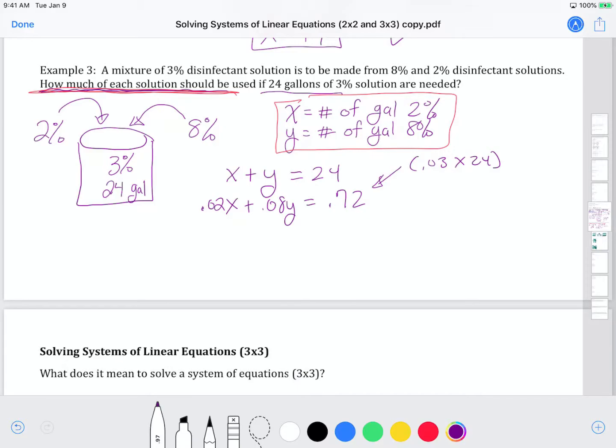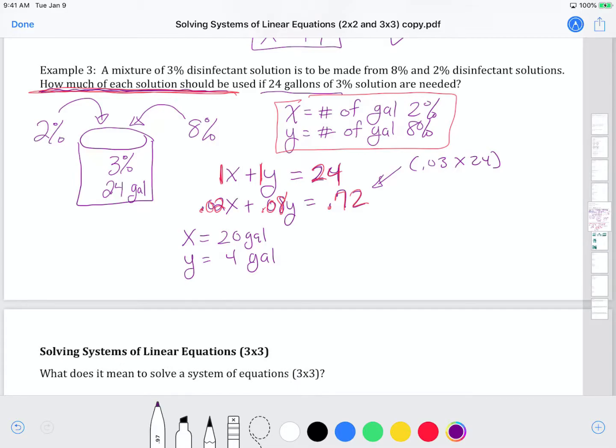Okay, so now I have a system of equations. So what I want to do for this example is practice the app that I showed you, the simultaneous equation solver. So get your calculator out and go into that app, and we're going to put in our coefficients into the matrix. So our coefficients across the first row would be 1, 1, 24. Then the coefficients for the second equation would be 0.02, 0.08, and 0.72. And then I'll hit the graph button to hit solve. And what I'm going to find out is that the calculator gives me X is 20 gallons and Y is 4 gallons.